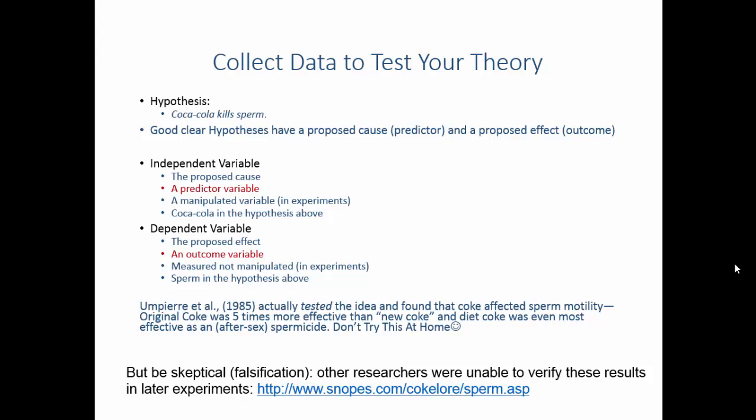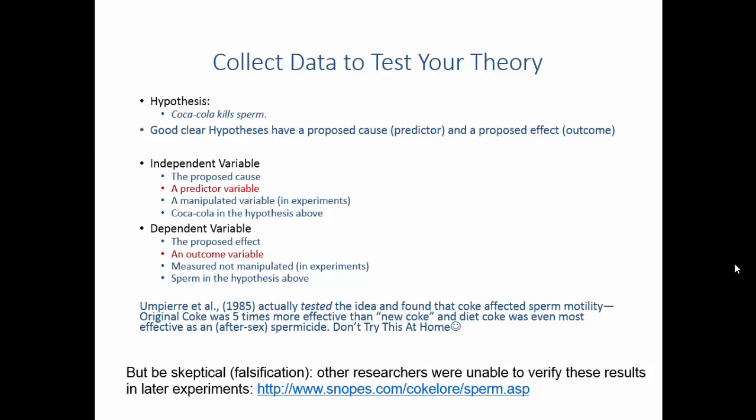And when you do that, the simpler the better, as long as you're being accurate in terms of explaining the hypothesis that you're testing. So Coca-Cola, the hypothesis here was that Coca-Cola would kill sperm. Simple hypothesis. It has the proposed cause, or more generally, we might say it has the proposed predictor variable, and it has the proposed effect, or more generally, we might say proposed outcome variable. So I say predictor and outcome variable because those two terms are really always accurate.